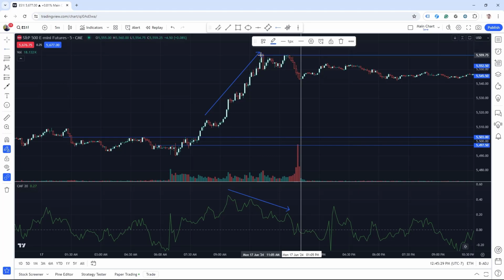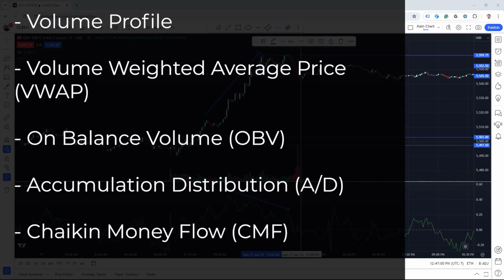And here at this double top, we can see that price failed to make a new high, and the Chaikin money flow was much lower than what it was on the move up. Mastering volume indicators can be a day trading game changer, but their true value comes when you integrate them into a broader analysis. The 5 key tools we've unpacked are volume profile, VWAP, OBV, AD, and CMF. They unlock deep market insights you won't get from typical price indicators like moving averages or Bollinger Bands.